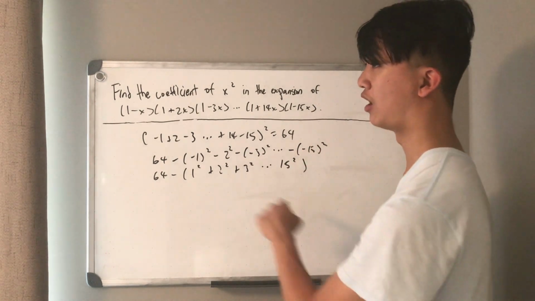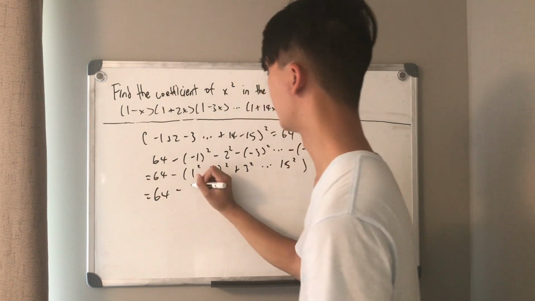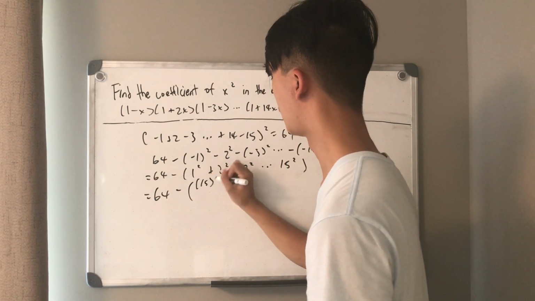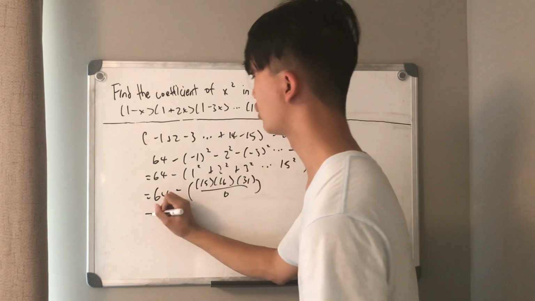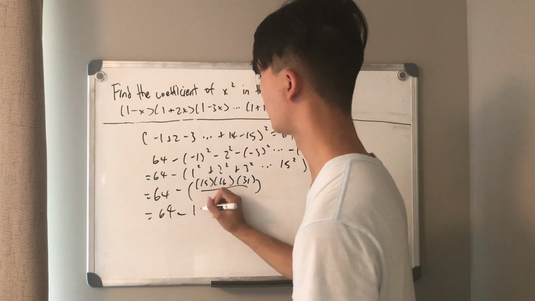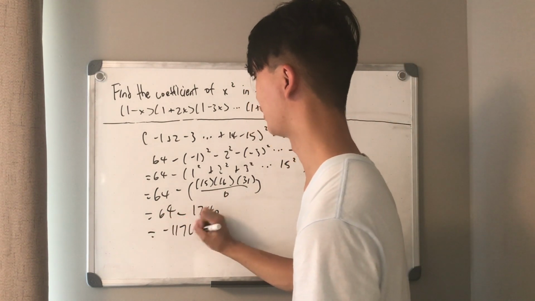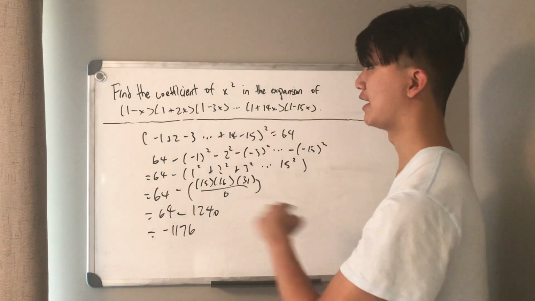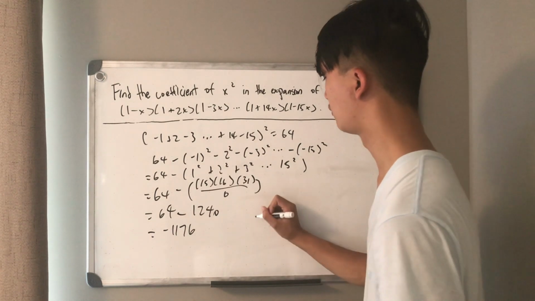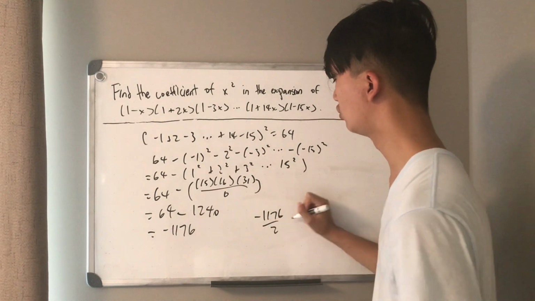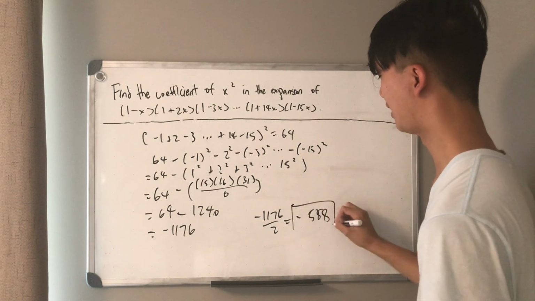Now if you know the sum of squares formula, this is equal to 64 minus (15 times 16 times 31) all divided by 6, which is equal to 64 minus 1,240, which is equal to -1,176. So that would be our answer multiplied by 2, but we have to divide by 2 because we count everything twice. So we have -1176 over 2 is equal to -588. And that is our answer, and we are done.